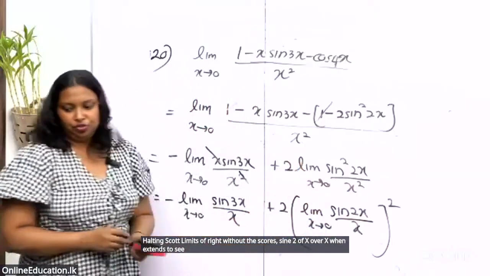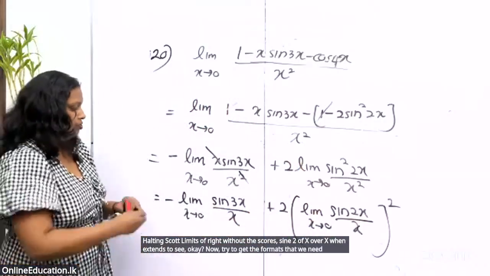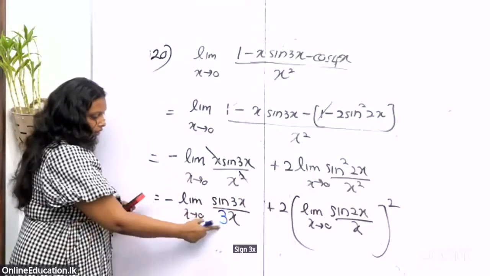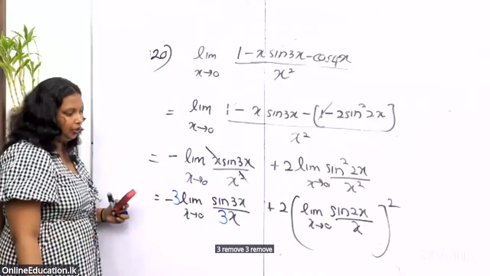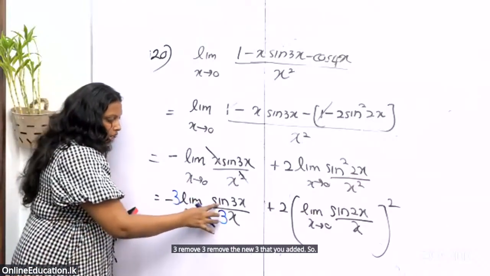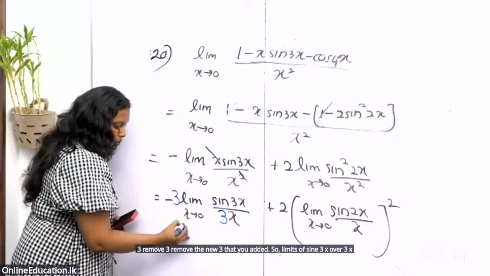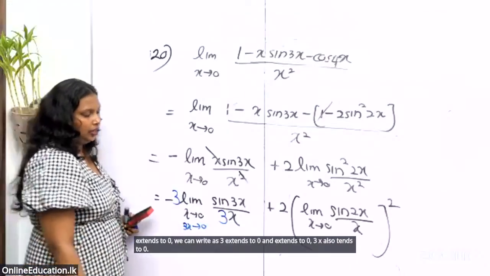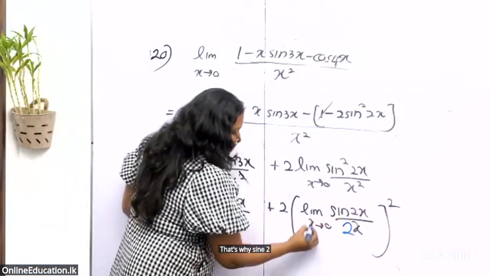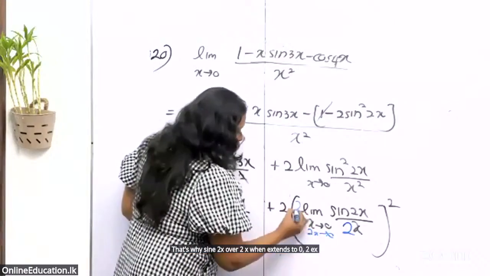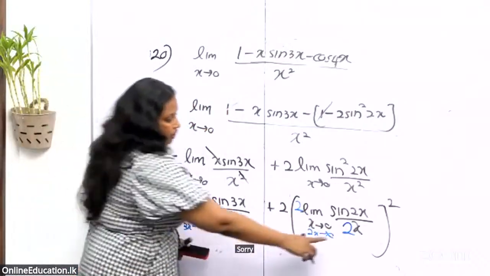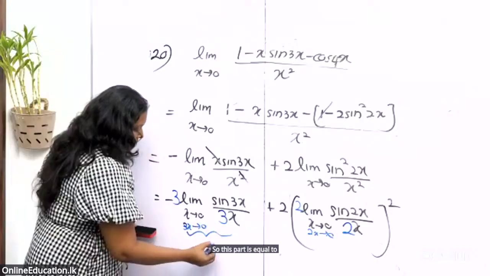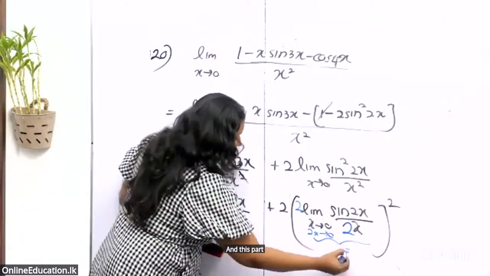Now try to get the formats that we need. See, sine 3x over 3x; remove the 3 that you added. So the limit of sine 3x over 3x, we can write as 3x tends to 0. When x tends to 0, 3x also tends to 0. Sine 2x over 2x, when x tends to 0, 2x tends to 0, and you have to remove this 2 that you added. So this part is equal to 1, and this part is also equal to 1.